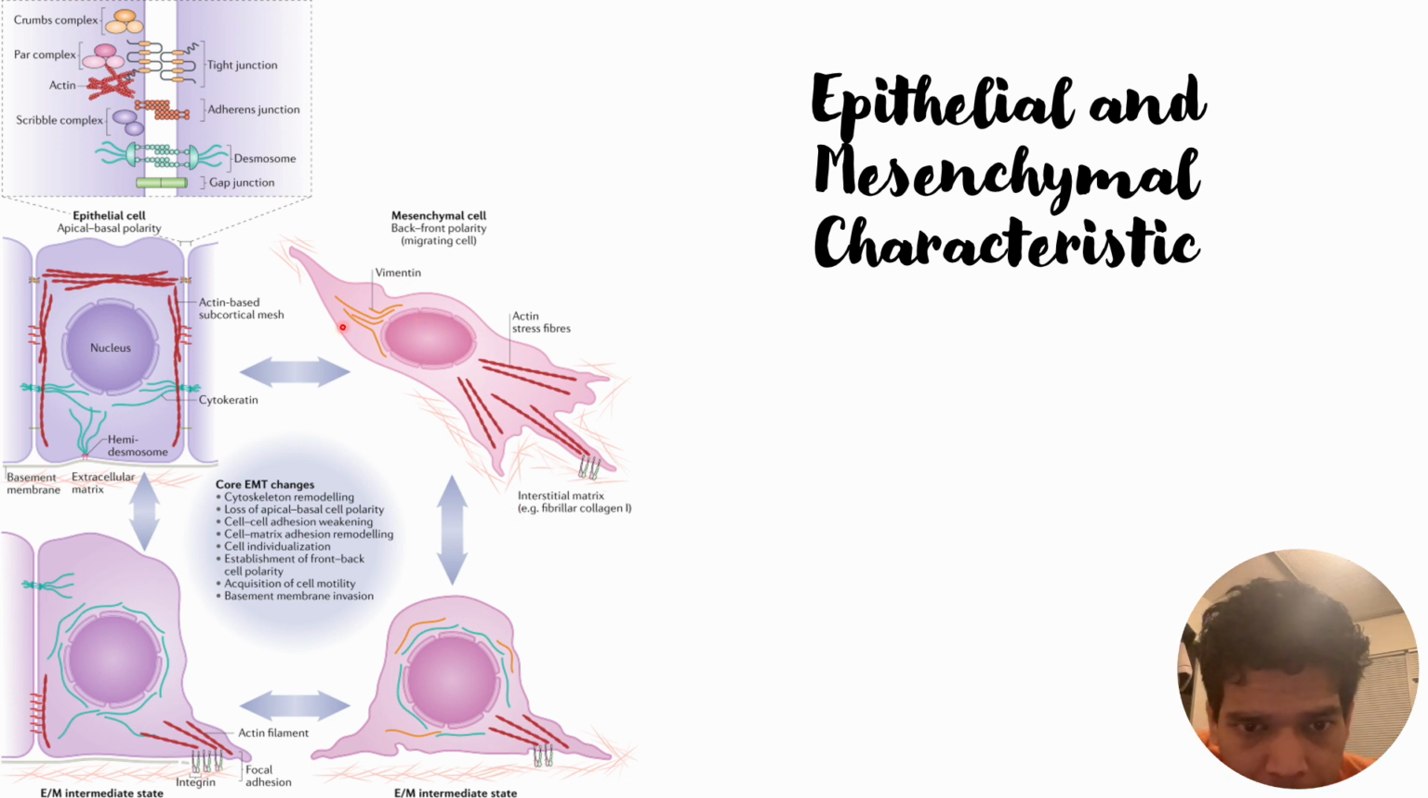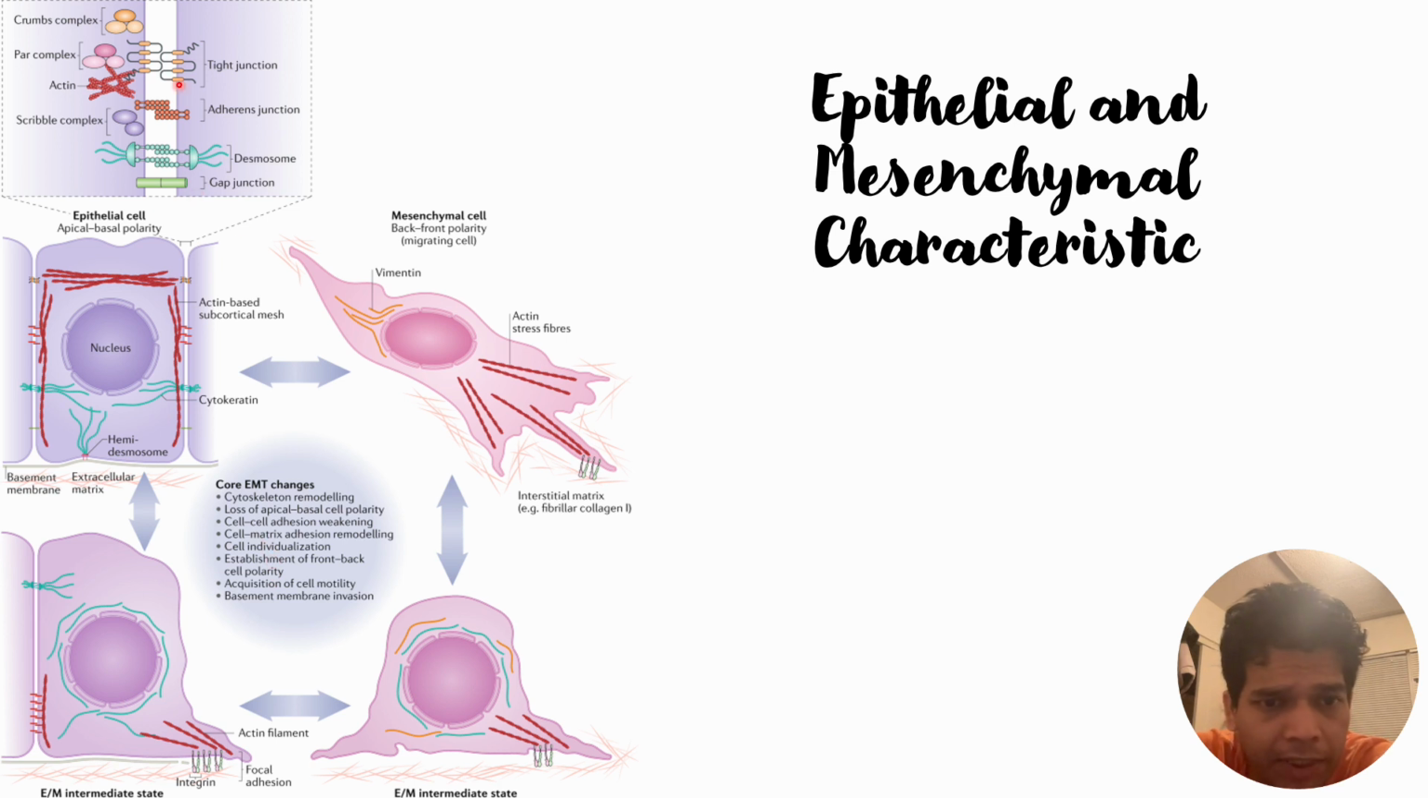Simultaneously, we can also see additional components such as vimentin, and all this stretch is observed because of the migration properties of the mesenchymal cells. Some of the major changes that occur when the cells move from epithelial to mesenchymal-like characteristics are mentioned in the center, that we can see here.